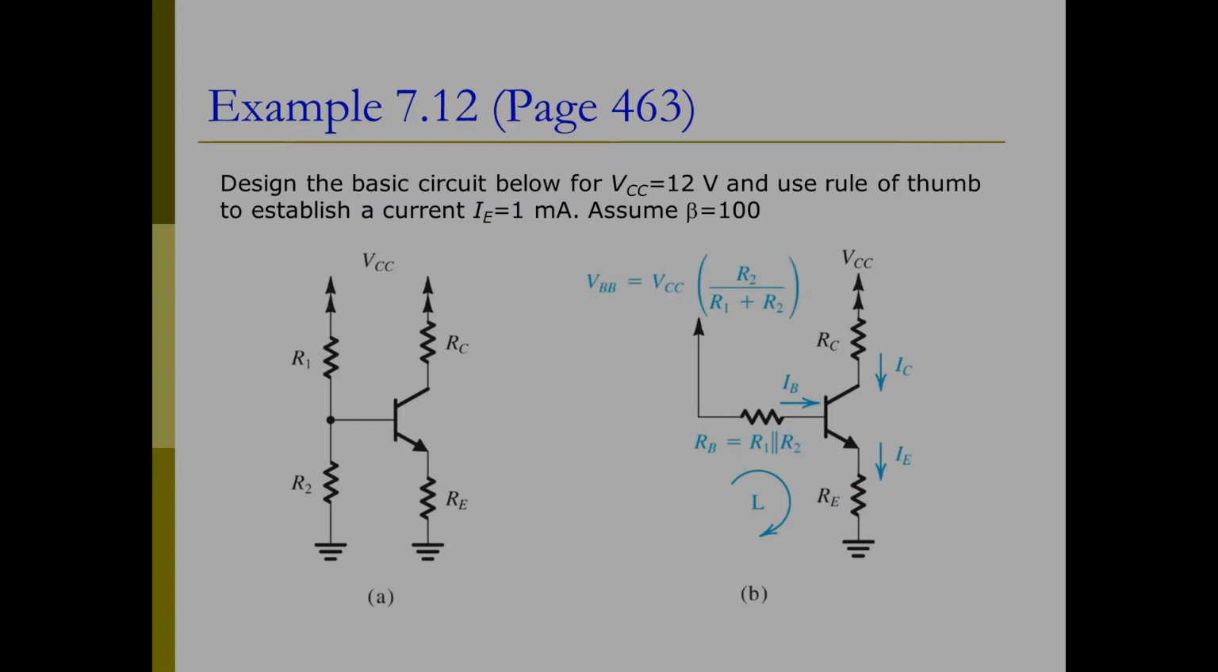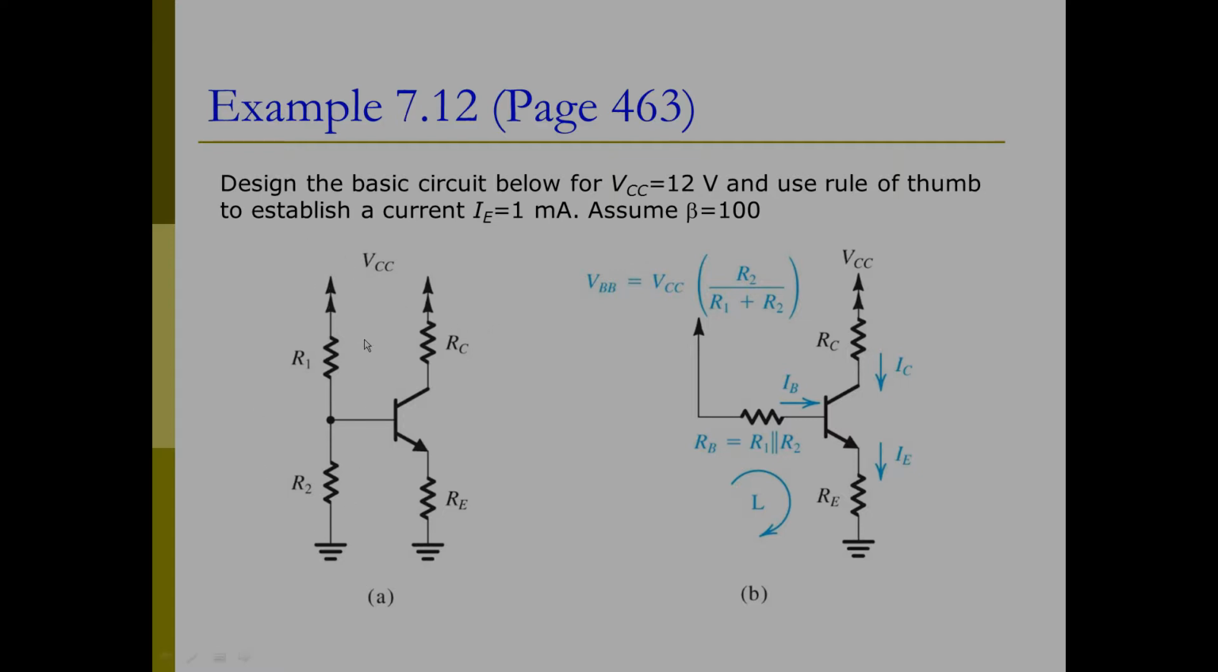Now here, we can show you an example of how to make the design. So, design the circuit below for VCC equals 12 volts using the rule of thumb we just mentioned, to establish an emitter current equal to 1 milliamp, and assume our transistor has a beta value of 100.